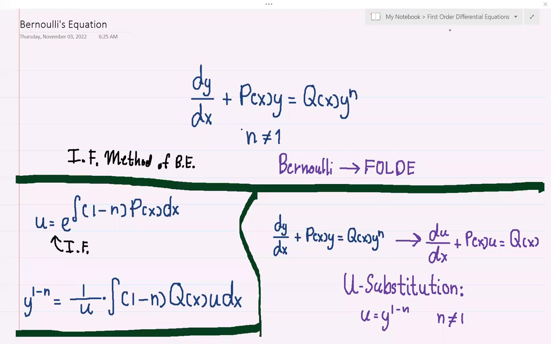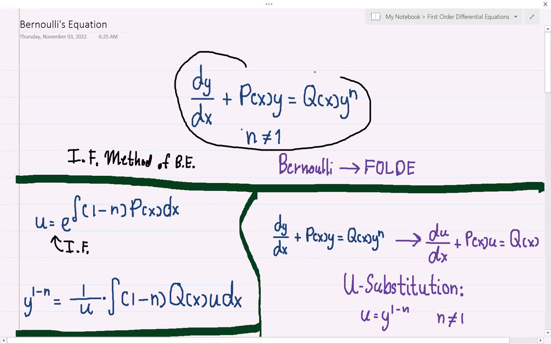So let's discuss Bernoulli's equation. This one is one of the most important and useful methods in finding the general solution of a first order nonlinear differential equation. Your Bernoulli's equation is basically dy all over dx plus p of x times y is equal to q of x times y raised to n, where n should not be equal to 1. So this is Bernoulli's equation.